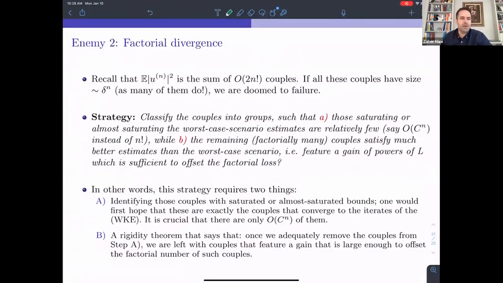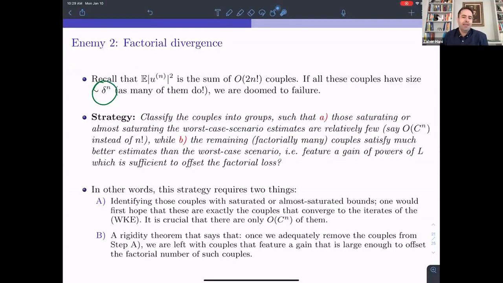And the strategy is as follows. The strategy is a classification of couples, or those finite diagrams, into two groups. First, we need to find out the couples that saturate or almost saturate the worst case scenario estimate. This is the worst case scenario estimate, this is delta to the n. We need to find out what are the couples that saturate or almost saturate this estimate. And you really hope, because otherwise you're doomed, that there's only exponentially many of such couples and not factorially many of such couples. So in other words, those that saturate the estimates are relatively few. They're exponential rather than factorial.